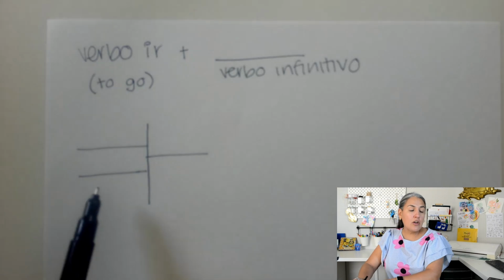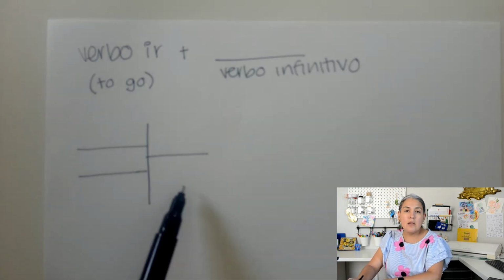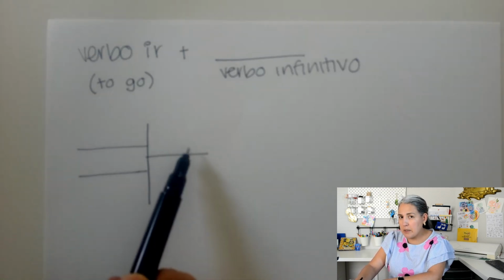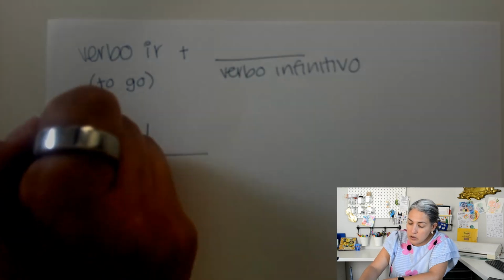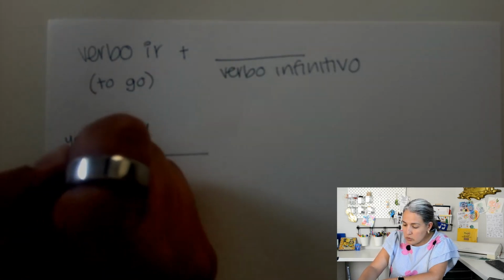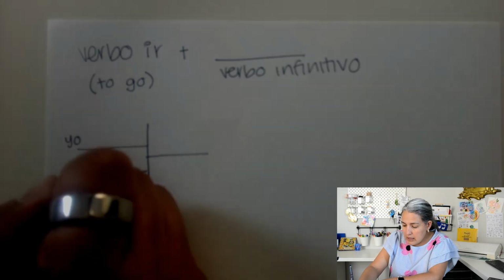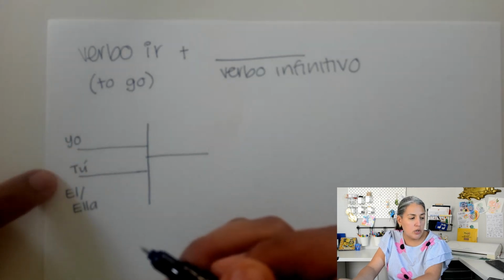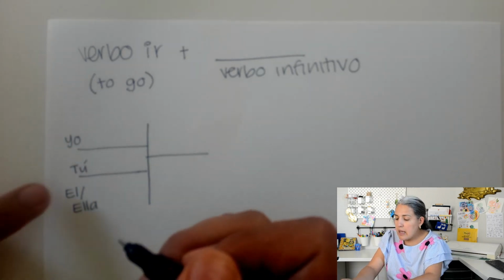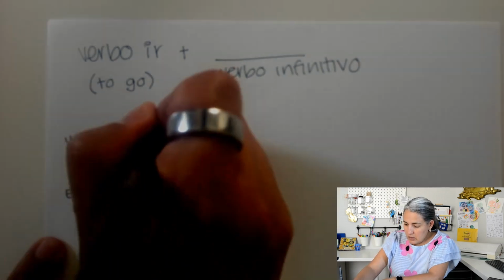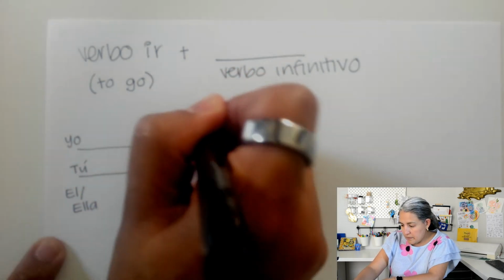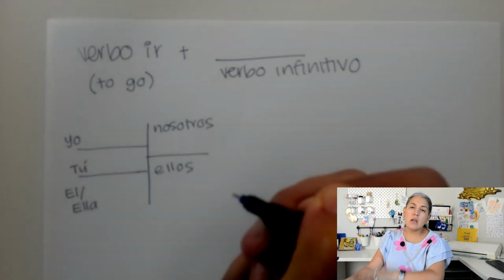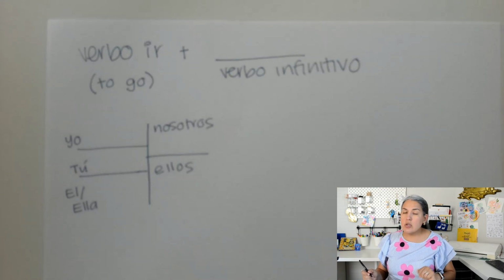separating singular, plurals, first person including me. So quick review. Yo, tú, él o ella. I, you, specifically you, él or ella, he or she. Nosotros, we, I'm included, ellos, I'm not included. We're talking about someone else. So, okay, we have the verb ir.